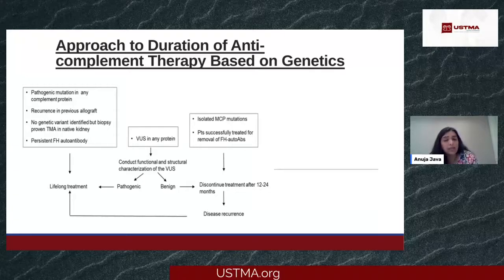And then, like I said, variant of uncertain significance really needs to be investigated. It's critical that those VUSs are not thrown away as benign. They may be pathogenic, they may be benign, but without investigation, you do not know.